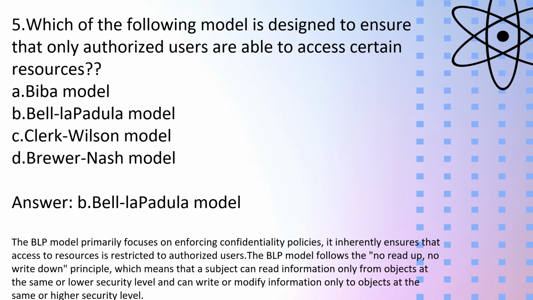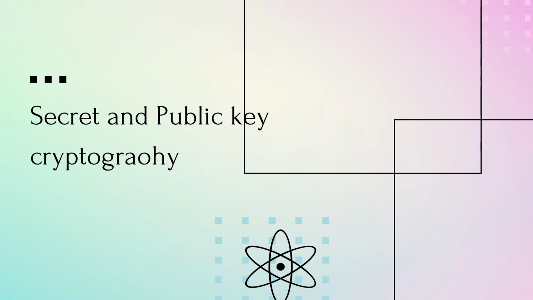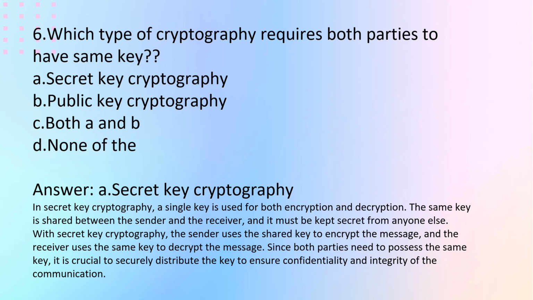Next 5 questions are based on the concept of secret and public key cryptography. Which type of cryptography requires both parties to have the same key? A. Secret key cryptography. B. Public key cryptography. C. Both A and B. D. None of the above. The correct answer is secret key cryptography.